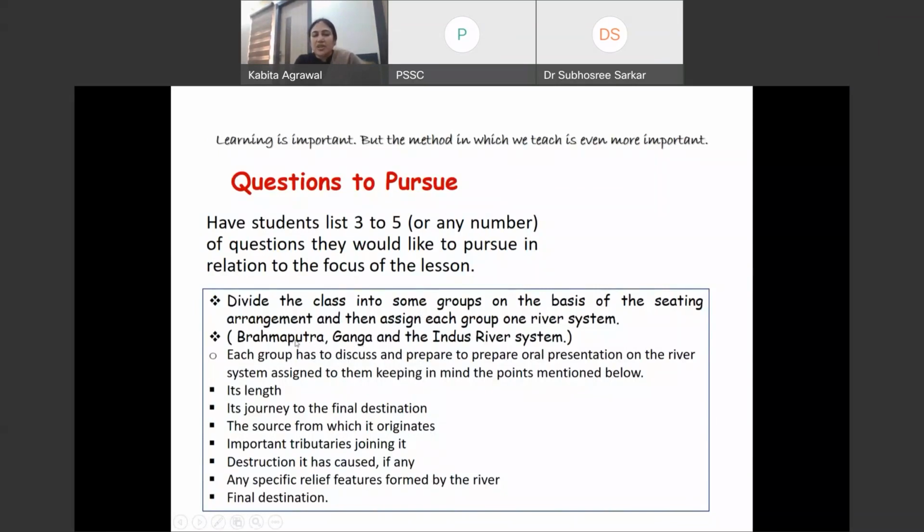Maybe one team takes up Brahmaputra, one team takes up Ganga in the river system, and they would like to put this information which you have detailed: its length, its journey to the final destination, the source from which it originates, important tributaries joining it, destruction if it has caused, any specific relief features formed by the river, and final destination. So when we have that, these are the things which we will pursue.